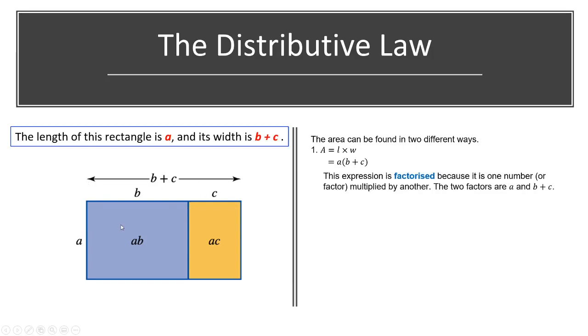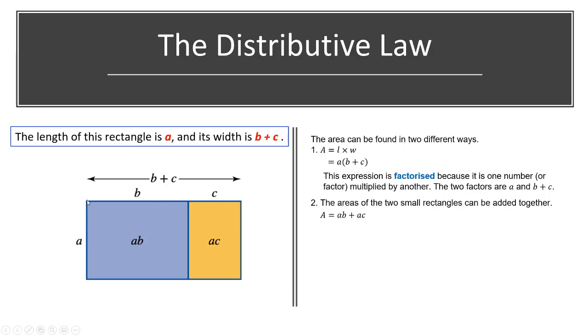And this is what's called the factorized form, because we have one number or factor that's multiplied by another. And the two factors are A, which is this bit here at the front, and B plus C, which is the bit that's in the brackets.